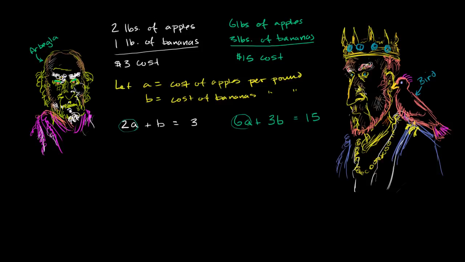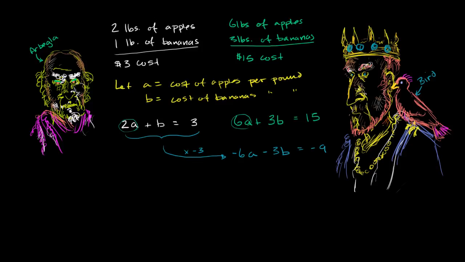So let me do that. Let me multiply the entire equation times -3. So -3 times 2A is -6A. -3 times B is -3B. And then -3 times 3 is -9.